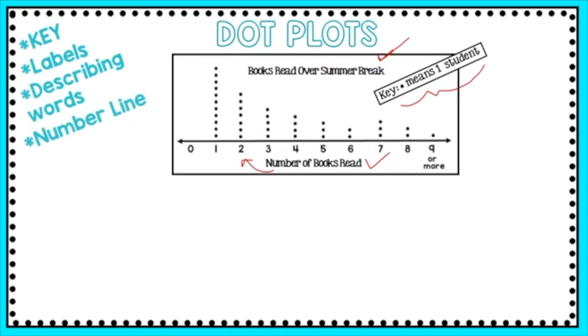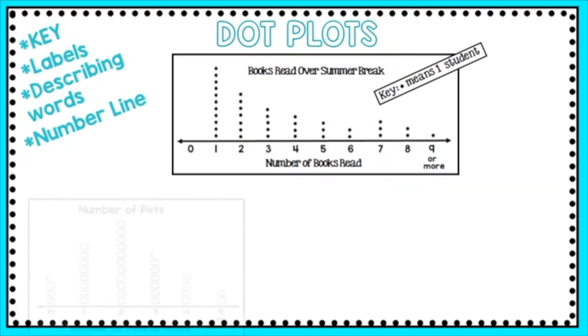And number lines. Dot plots have number lines. That's a big part of reading a dot plot. So in this case, the number line here starts at 0 and it goes to 9 or more. So if I'm looking to see how many students read one book over the summer, I will look at this column. Each dot represents 1, so when I count the dots, I know that 11 students read one book over the summer. Now, it's important to know on dot plots, if there's no key on the dot plot, then you're safe in assuming that every dot means 1.